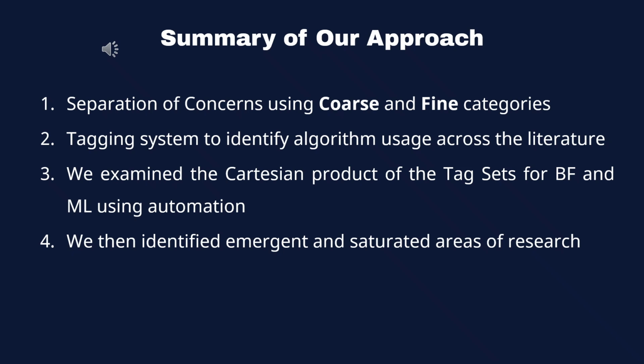Tagging system. Automated identification of algorithm usage across literature reduces bias and scales objectively. Cartesian product examination. Automated analysis maps every possible beamforming machine learning tag combination. Identification of emergent versus saturated areas. Detection of research trends and gaps reveals underexplored opportunities.